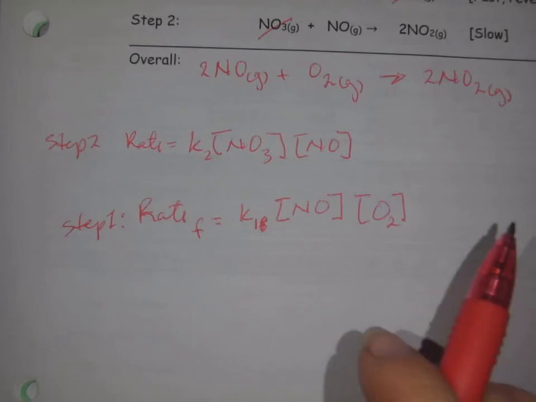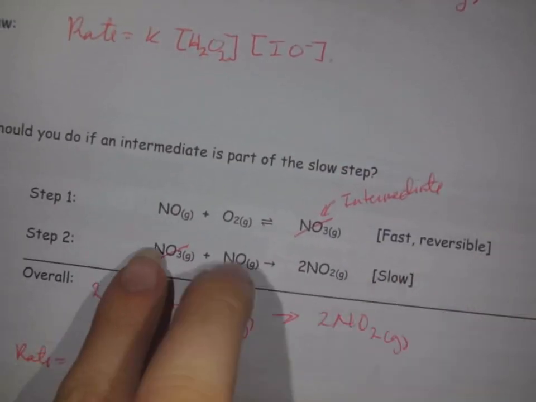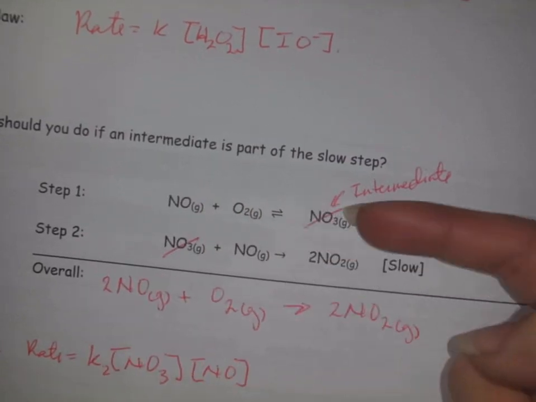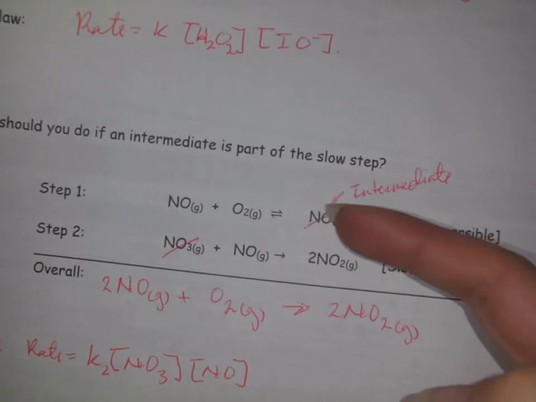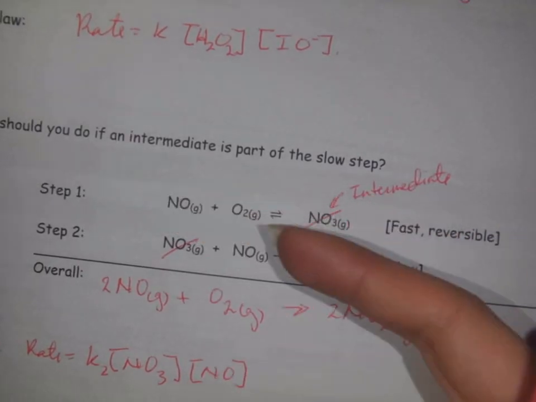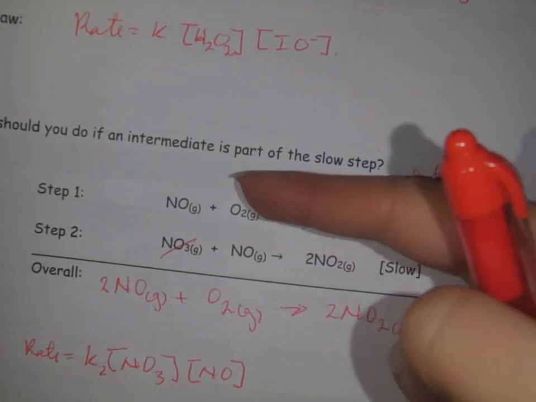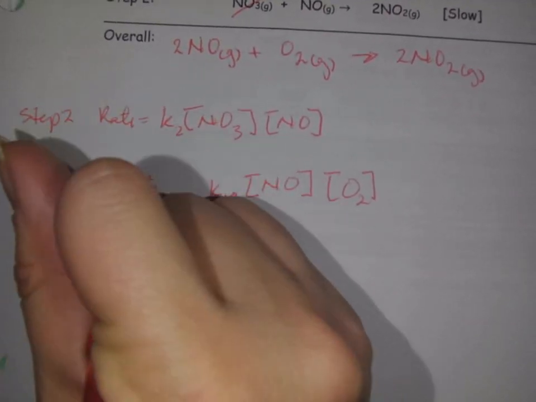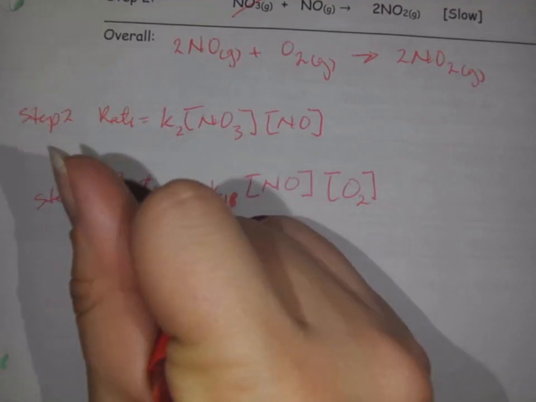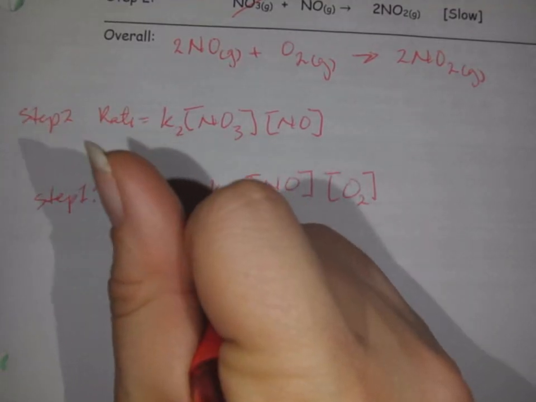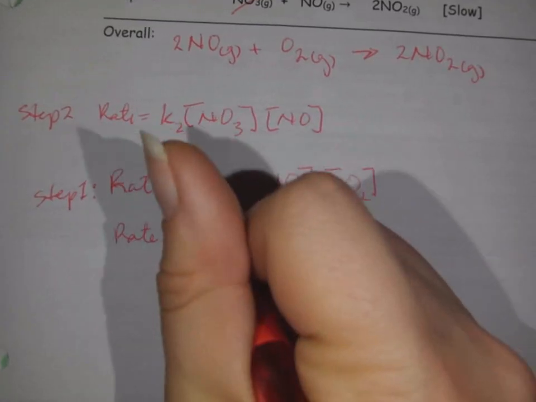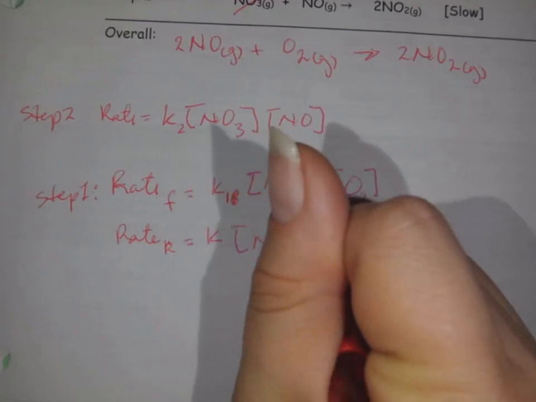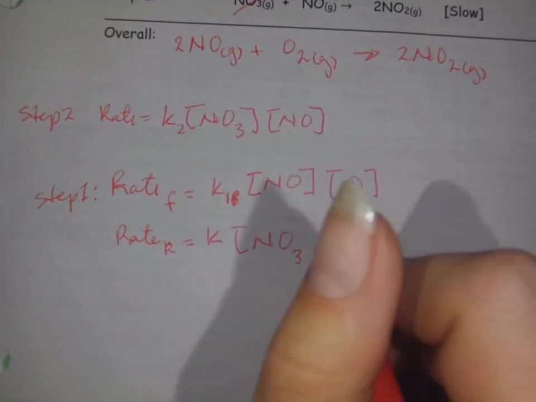Now, that's the forward reaction. That is where these guys are the reactants and then they're turning into this product. A reverse reaction is the opposite, where this is actually the reactant and those are the products. So I'm going to now write a rate law for this reverse reaction. So that was rate of the forward, and now I'm going to do rate of the reverse. Okay. Rate of the reverse. K nitrogen trioxide. All right.